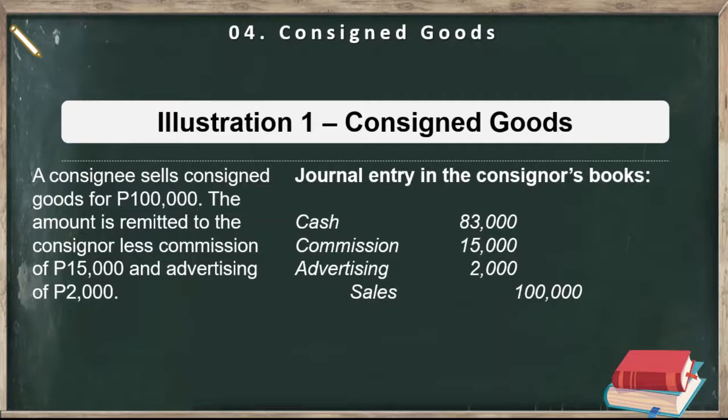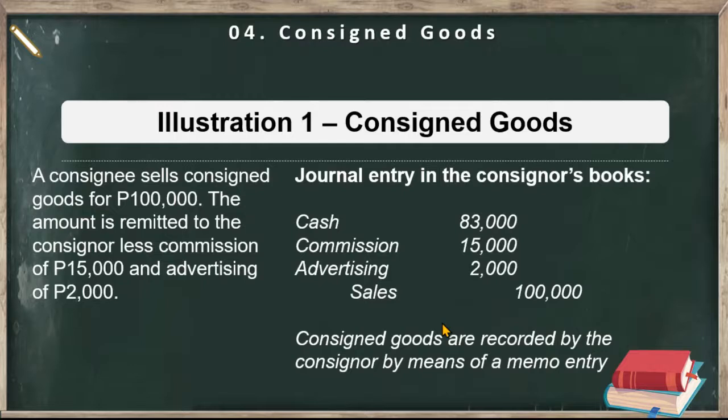So again, this is on the side of the consignor. Mag-entry lang during the remittance or collection of the sales of the consignee. So sa books na siya ni consignor ha, so katong nagbilin kung mahalin. So the consigned goods here are recorded by the consignor by means of a memo entry. And again, since it's part of the inventory of the consignor, so wala tay himuon nga journal entry to identify the goods that are consigned. Only memo entry lang ang gamiton.